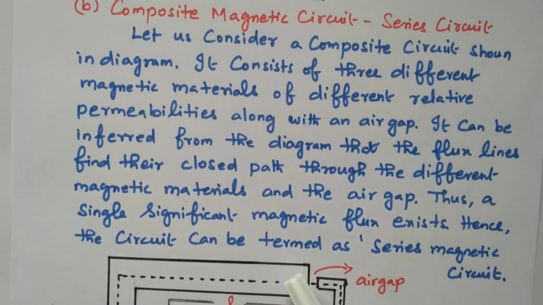But the flux is flowing through all these three different magnetic materials and the air gap, but only one flux is available. Thus a single significant magnetic flux exists, so it is called a series magnetic circuit. Even though there are three different magnetic materials, the flux lines flow as a single magnetic flux, so it is called a series magnetic circuit.